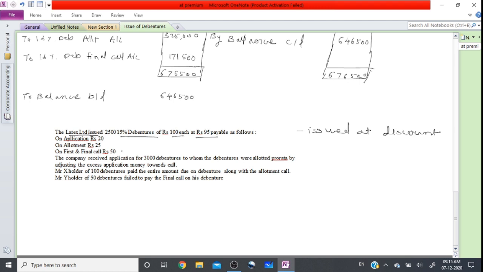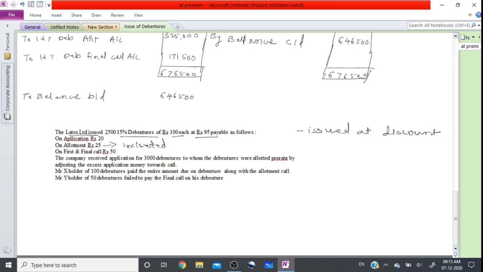So it is exactly 95, but the actual face value is 100. So 5 rupees is missing. So what is this? This 5 rupees is discount. Okay. So they have not specifically mentioned where this discount is included. So if it is not mentioned in the problem, then we have to assume that the discount is included in allotment.